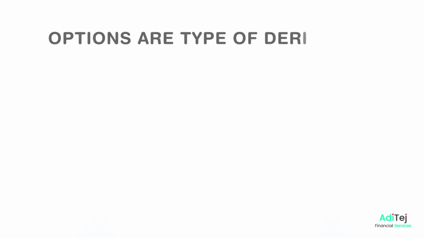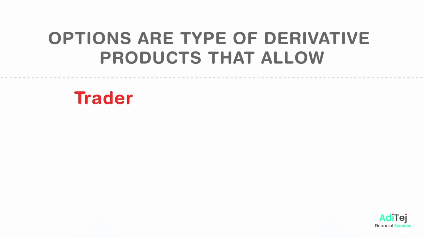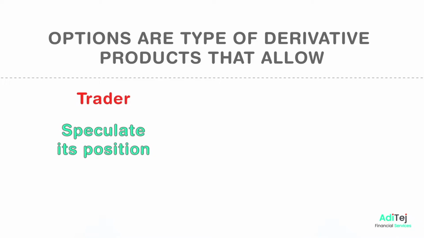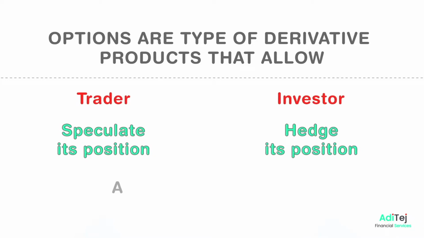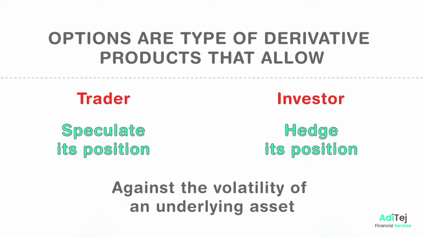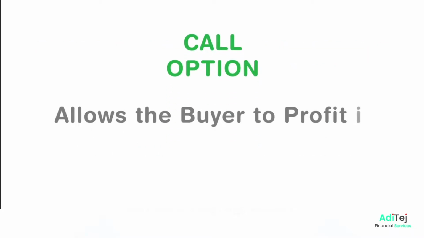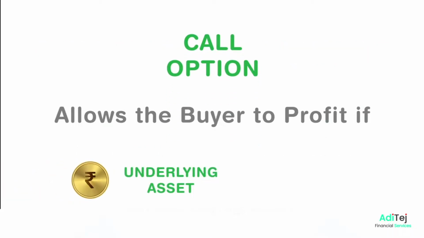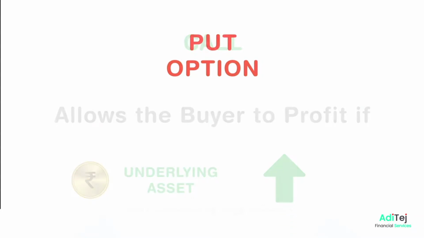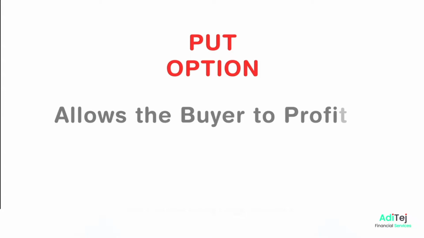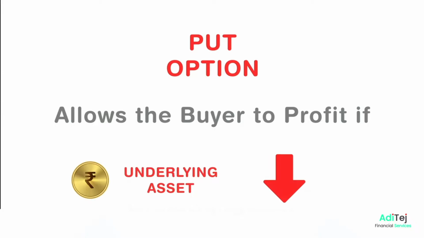Options are a type of derivative product that allows a trader to speculate or an investor to hedge their position against the volatility of an underlying asset. There are two types of options, a call option and a put option. Call options allow the buyer to profit if the price of the underlying asset increases, whereas put options are the opposite. Put option buyers profit if the price of the underlying asset declines.